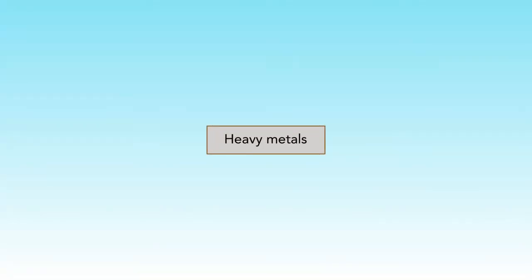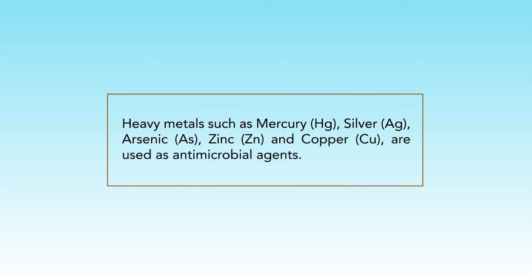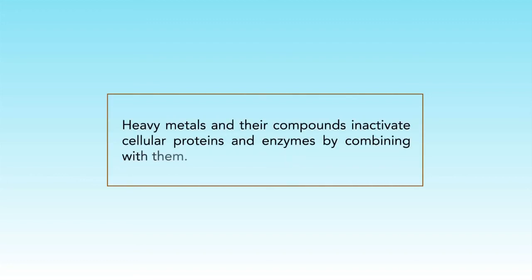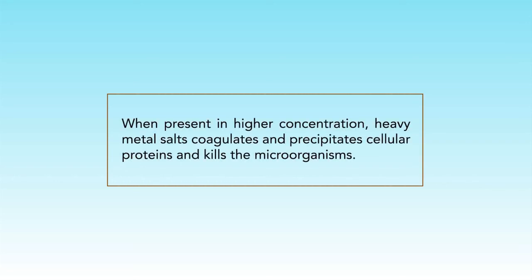Now we'll come to heavy metals. Heavy metals such as mercury, silver, arsenic, zinc, and copper are used as antimicrobial agents. Heavy metals and their compounds inactivate cellular proteins and enzymes by combining with them. When heavy metal salts are present in higher concentration, they coagulate and precipitate cellular proteins and kill the microorganisms.